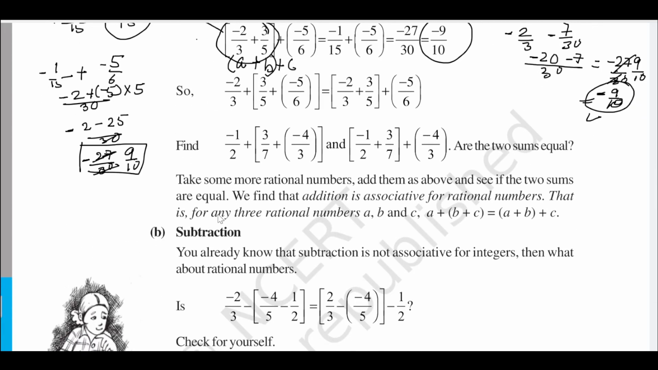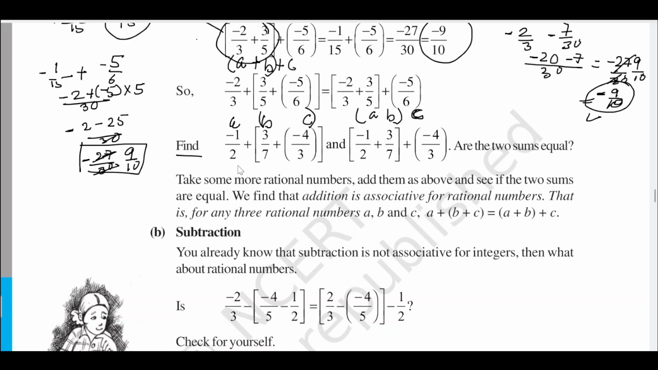Okay, so here is the next exercise for you. Find minus 1 by 2 plus, inside bracket, 3 by 7 plus minus 4 by 3, and we have to compare this. Here A is minus 1 by 2, B is 3 by 7, and C is minus 4 by 3. In LHS they keep B and C in one group, and for RHS they have kept A and B in one group and kept C alone.